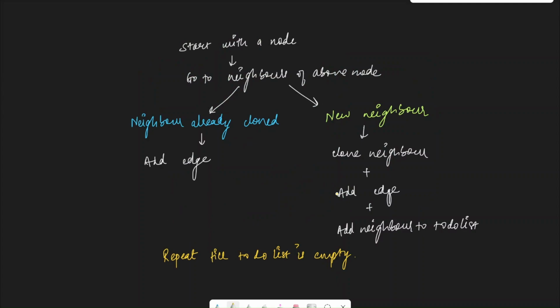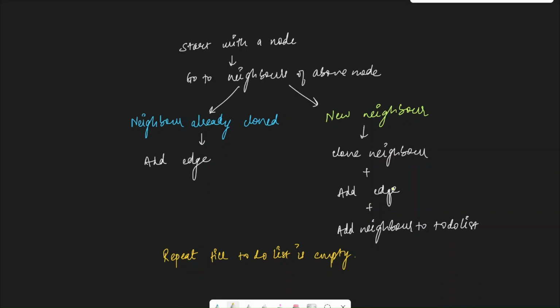algorithm over here. So if I have to summarize it, then what I will say is start with the node. You can take any node. Go to the neighbors of the above node. If that neighbor is already cloned, then we just have to add the edge from this node to the neighbor. But if this is a new neighbor, then we have to clone that neighbor.